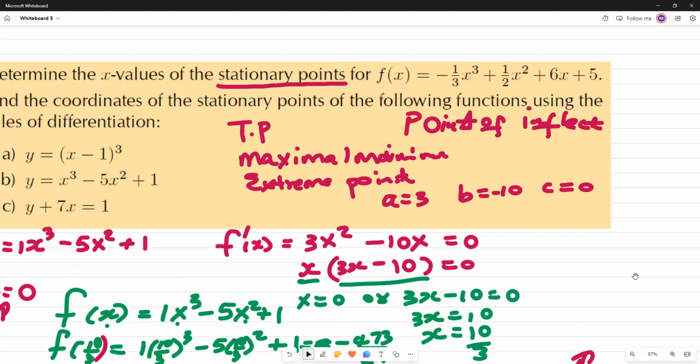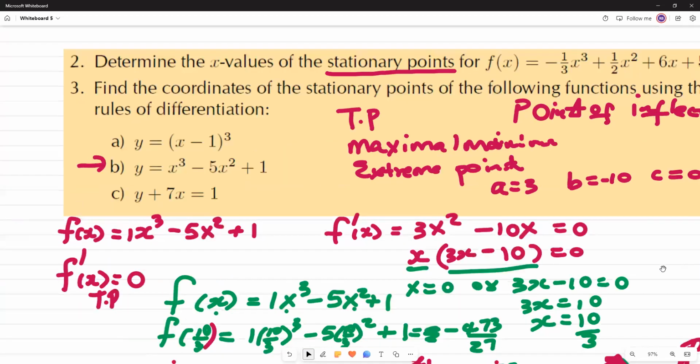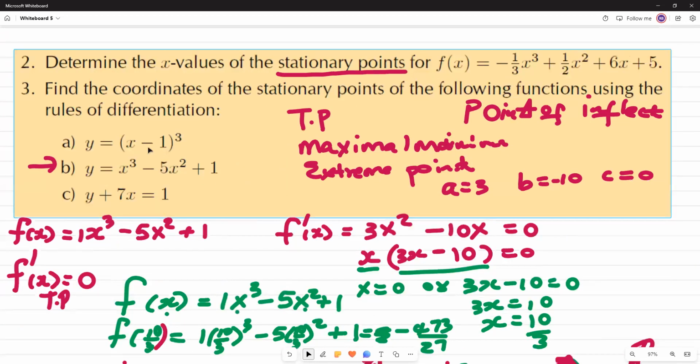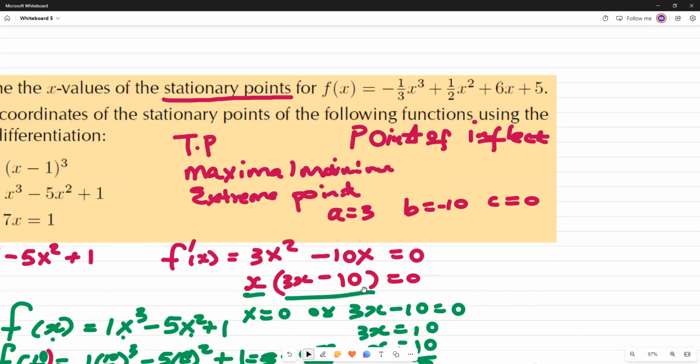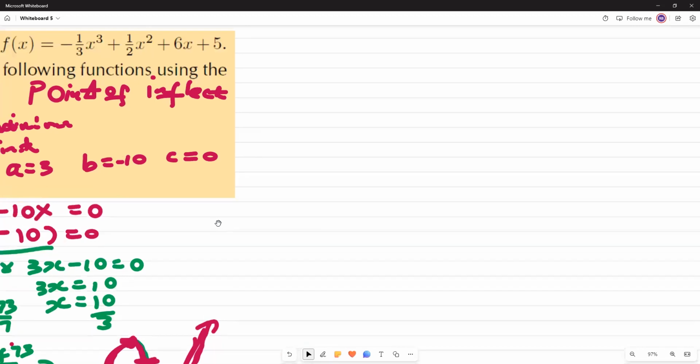I'm going to just pick the second one. This one is easy because it's more or less the same as this. You'll just have to multiply out first. So I'm not going to do that one. Let's take that one there with fractions.